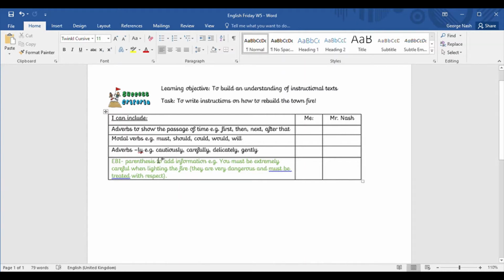Adverbs, ly adverbs here. So I've said to use cautiously, carefully, delicately, gently. These are important, remember, because we looked yesterday at how dangerous fire can be. And we need to keep safe and we need to help the villagers stay safe when they're making their fire again, because their fire is enormous. I've said again, for emphasis to add information, for example, you must be extremely careful when lighting the fire, parenthesis. They are very dangerous and must be treated with respect.